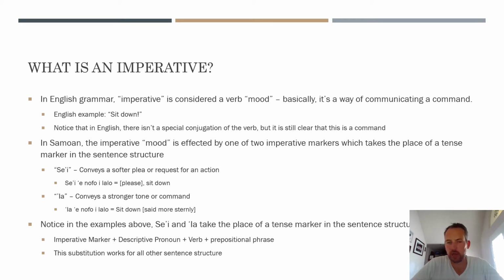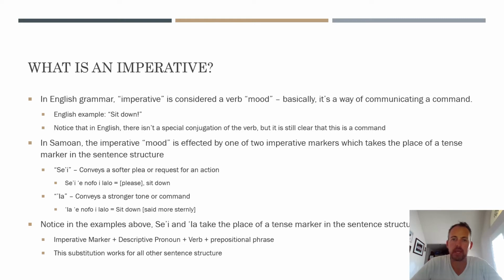I just want to point out that in English, there's no special conjugation of the verb. In other words, the verb in that "sit down" sentence, "sit" is the verb, and there's nothing special that we're doing there in terms of conjugation. So it's not in a special tense, it's still in the present tense. It's conjugated for a person being spoken to in the second person. So the verb doesn't really change much, but it's our phraseology and the sentence structure that really conveys that it's a command.